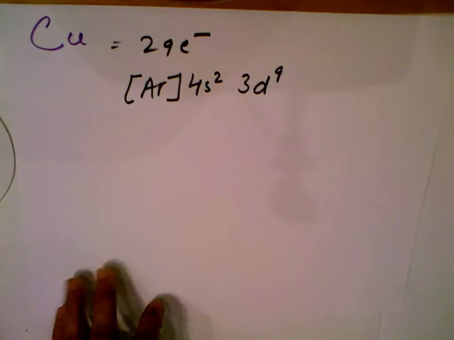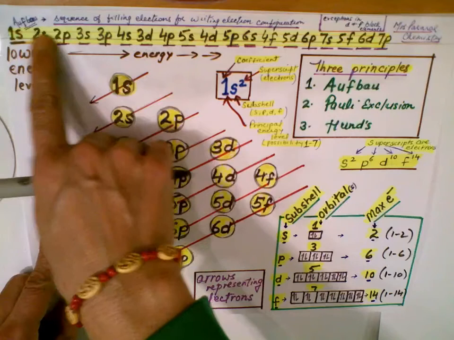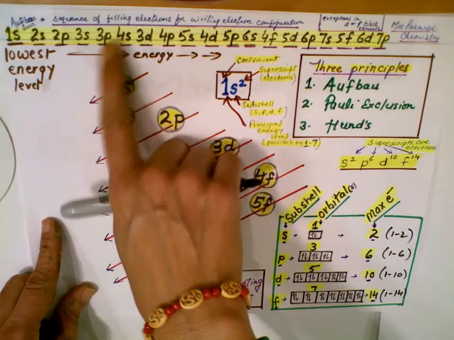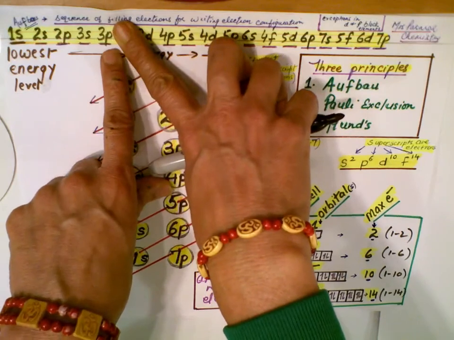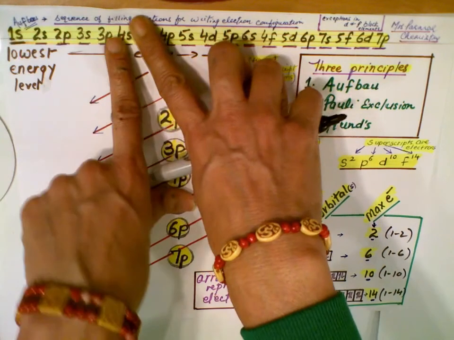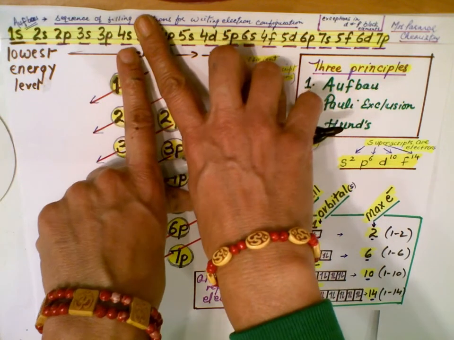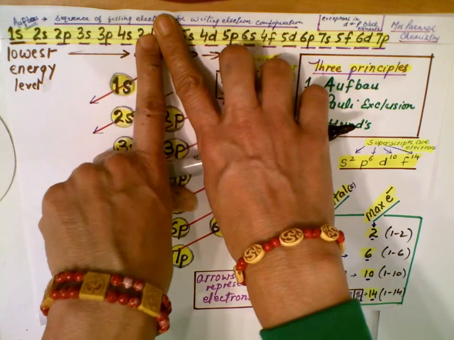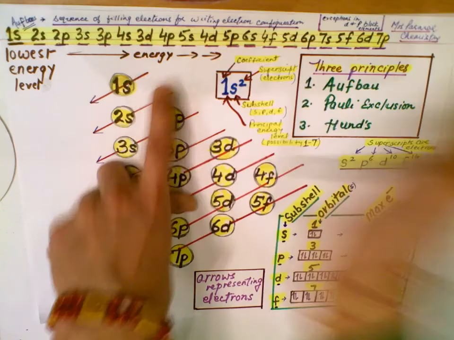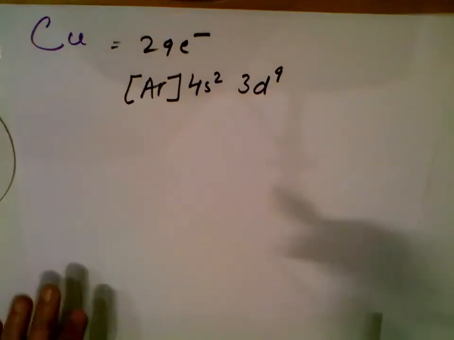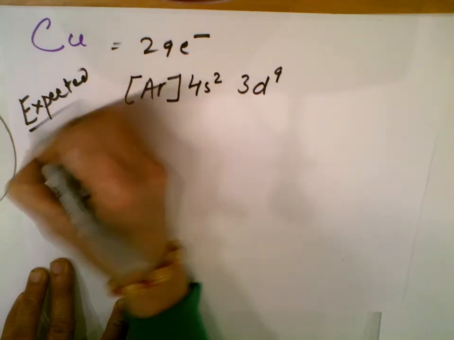Now you must be thinking, how did I get that? Again, the same thing. I use this sequence, okay? And until here, until 3p, it was 18 electrons. So I wrote argon for all this, and then I kept moving on, so that I made sure I have my 29 total electrons. So 2 here and then 9 here. Okay, so 18 and then 20 and then 29. This is what is expected. And you're going to say again, Miss, I'm done.